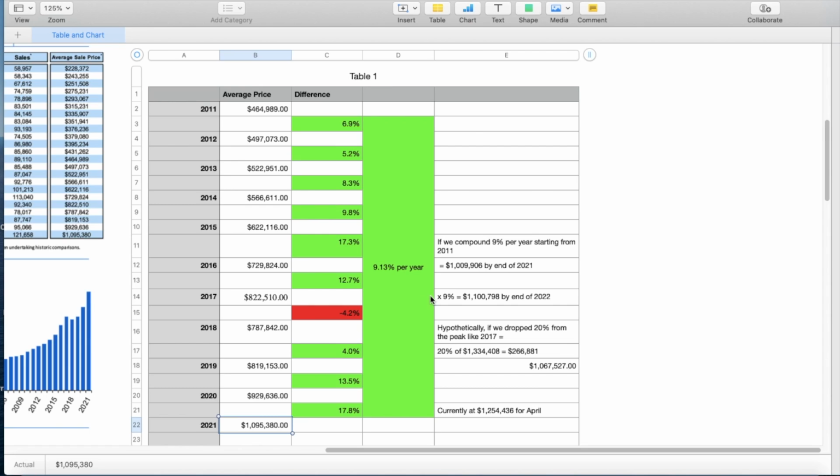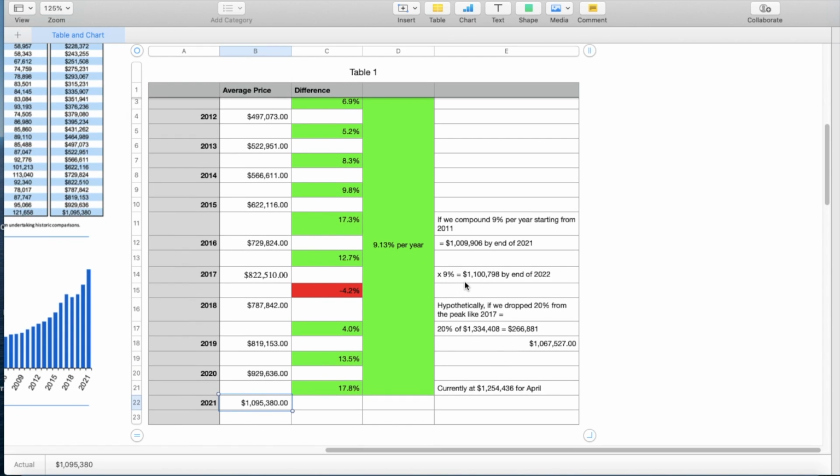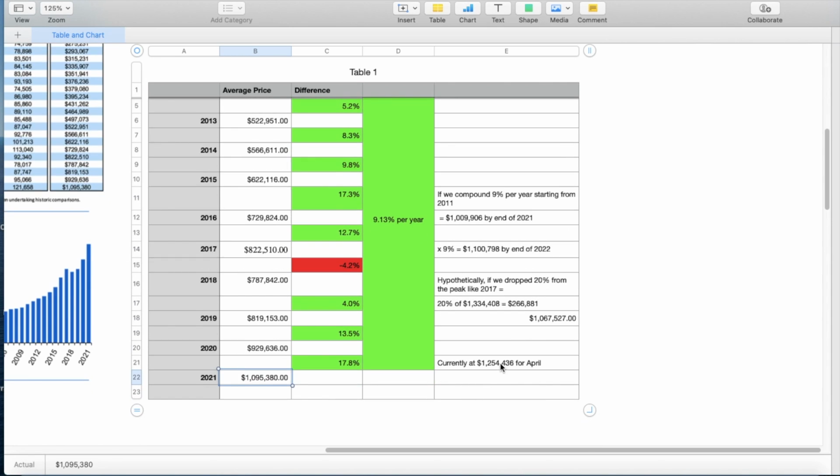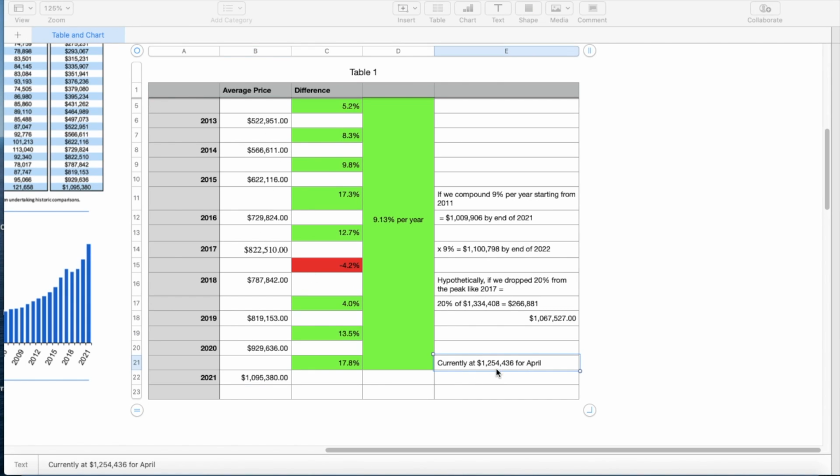Now, if we look into the future and add another 9%, the average price by the end of 2022 should be about $1.1 million. That's just based on the averages, the historical reference from the last 10 years. Right now, prices are at 1.254. It's not the best comparison, because these values here are yearly averages and this is a monthly average, but either way, prices are going down and we're at 1.25 right now.